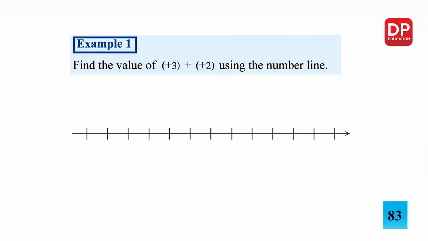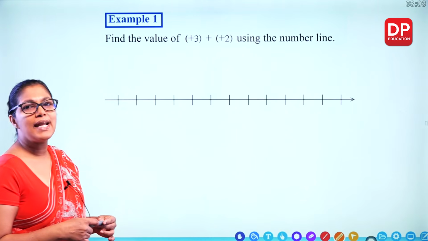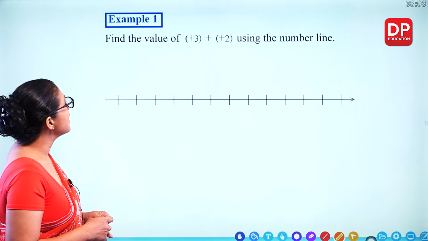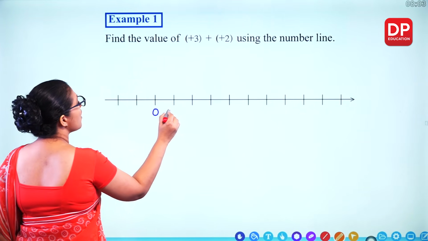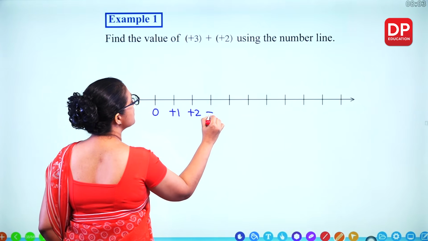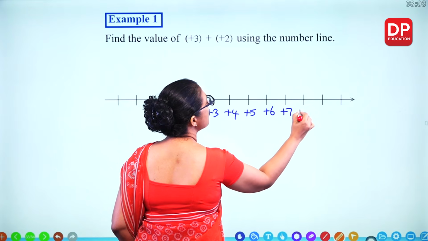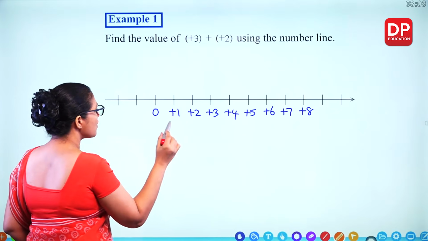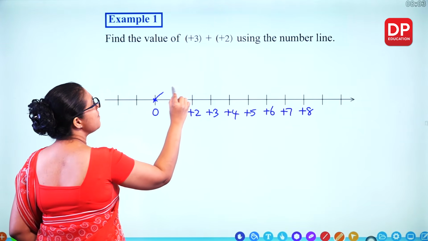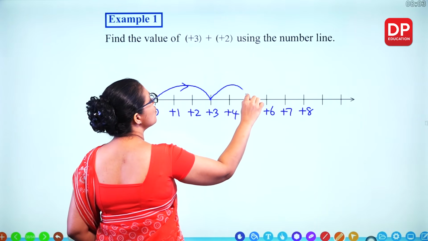Now we'll look at the exercises and examples in your textbook. Example number 1. Find the value of plus 3 plus 2 using the number line. So what you do, you can mark it first. So I'll mark starting from here 0, plus 1, plus 2, plus 3, plus 4, plus 5, 6, plus 7, plus 8. So here, plus 3. So starting from 0, plus 3 means 3 squares to the right. And plus 2, another 2 to the right.